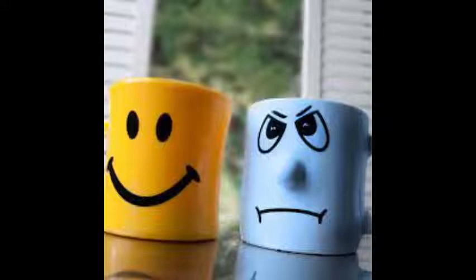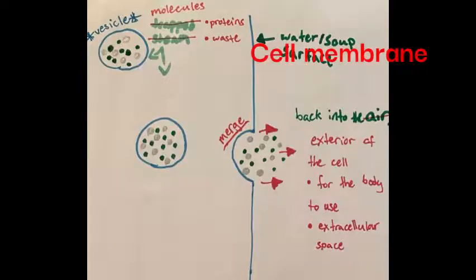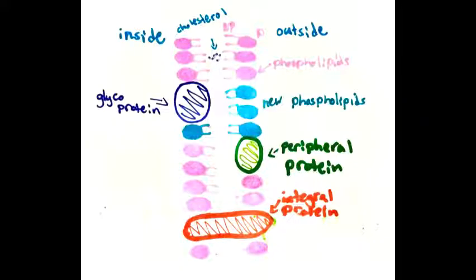to exit the cell. Using the correct names, you can see there's a vesicle of molecules, which is either proteins, waste, something that needs to leave the cell, and it actually bonds with the cell membrane, thus pushing it out into the body to use or just into the extracellular space. Exocytosis is also typically used to strengthen the cell, as you can see in this model of the phospholipid bilayer. You can see there's new phospholipids from that vesicle's membrane that had bonded to the actual cell membrane.